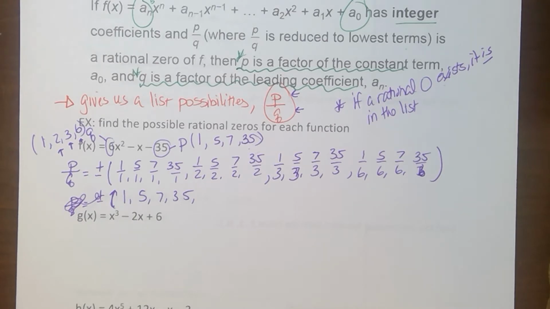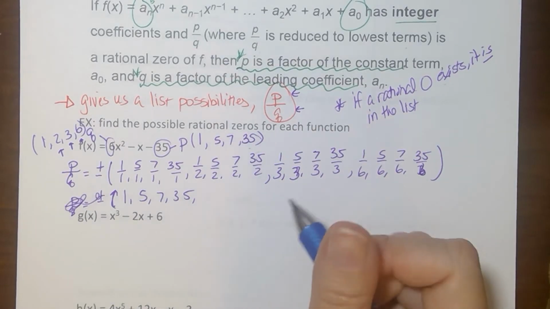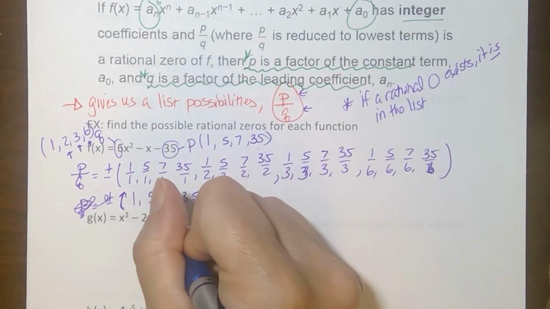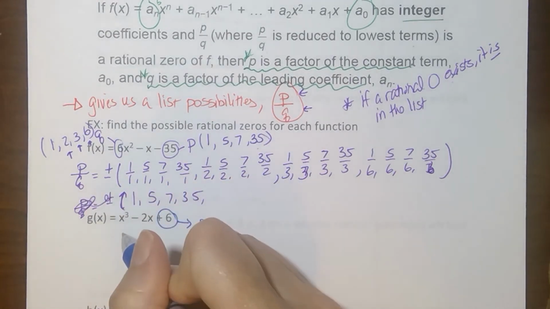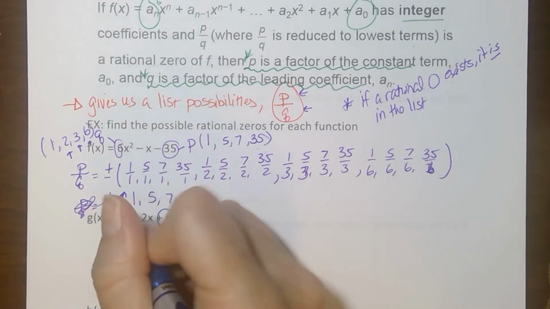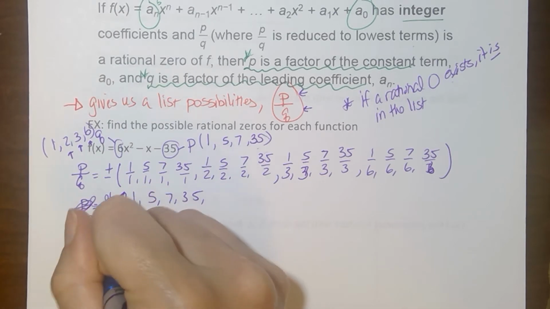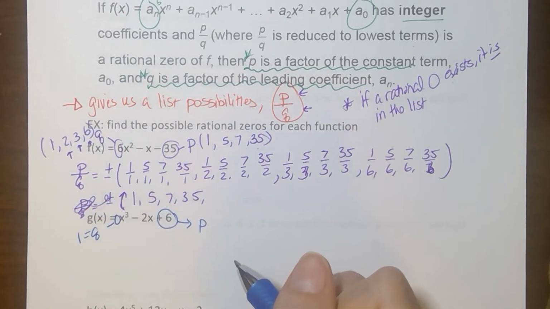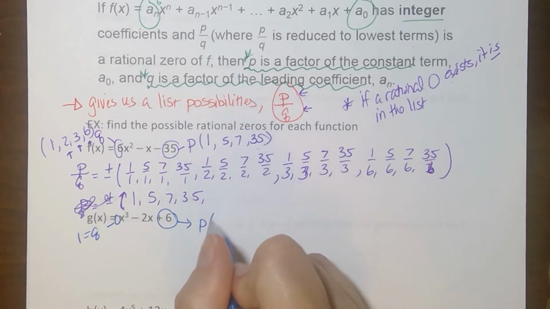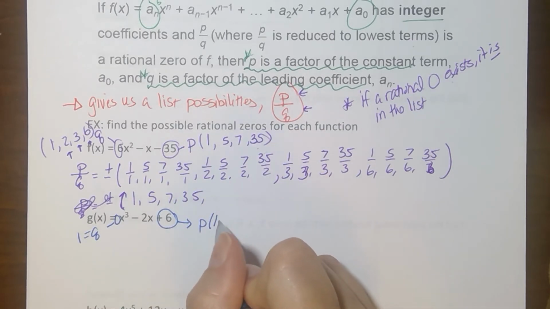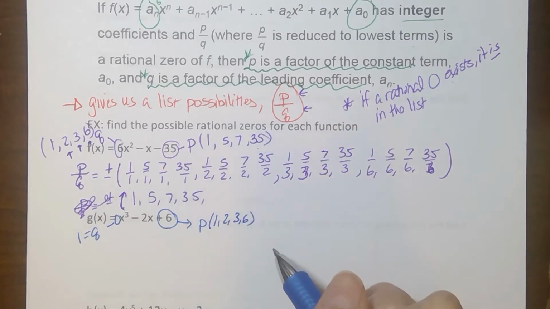Let's look at g of x and see what we get there. Now, we are using the same location for our possibilities. 6 gives me my factors for p. What's the coefficient of my leading term? Well, it's just 1. So q is 1, which means I don't have any fractions. I just have whole numbers. And we already identified our factors of 6 as 1, 2, 3, and 6.